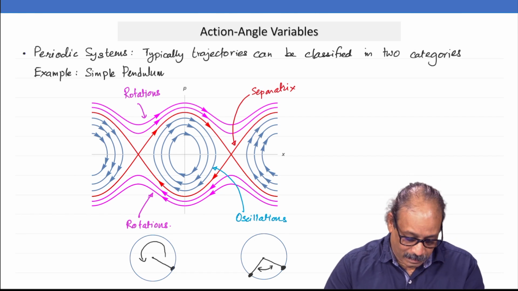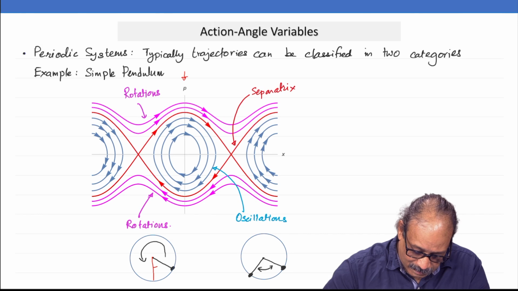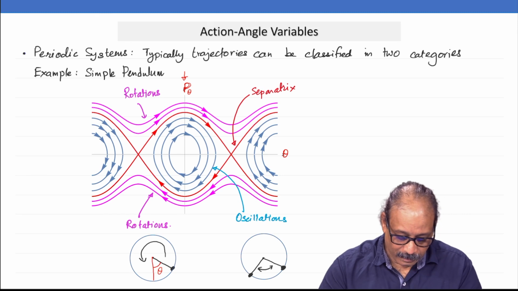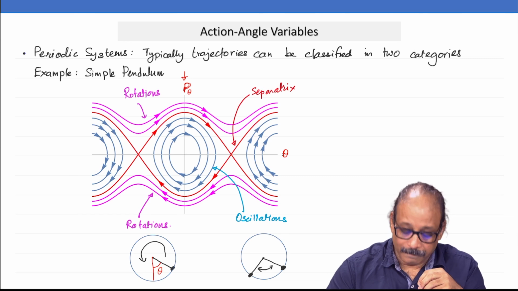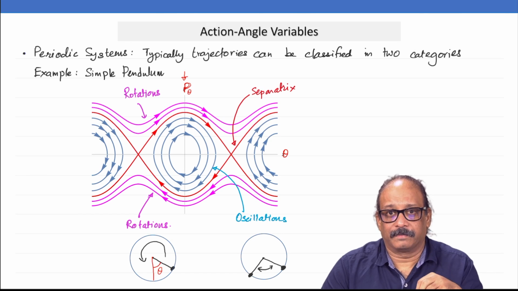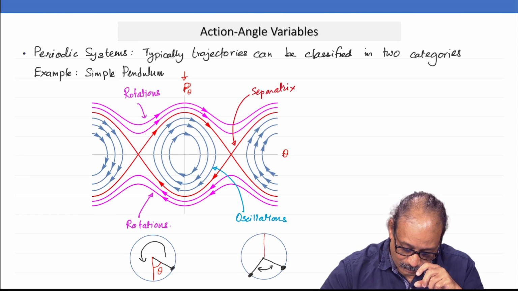Take a simple pendulum. I will draw the simple pendulum here. Oh, I have already drawn it here. So, if this is the angle theta, which is what is plotted here, this is the angle theta and this is the corresponding momentum p theta. Okay. Now, look at the kind of trajectories you will get. First of all, from the bottom, if you give the simple pendulum a certain amount of energy which is less than 2 times mgr.